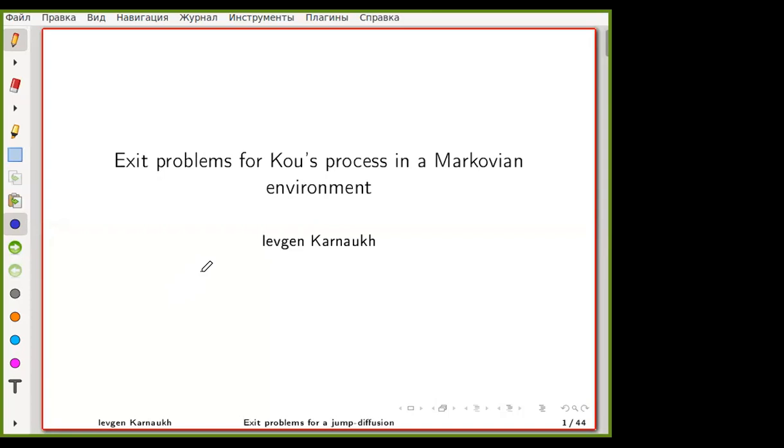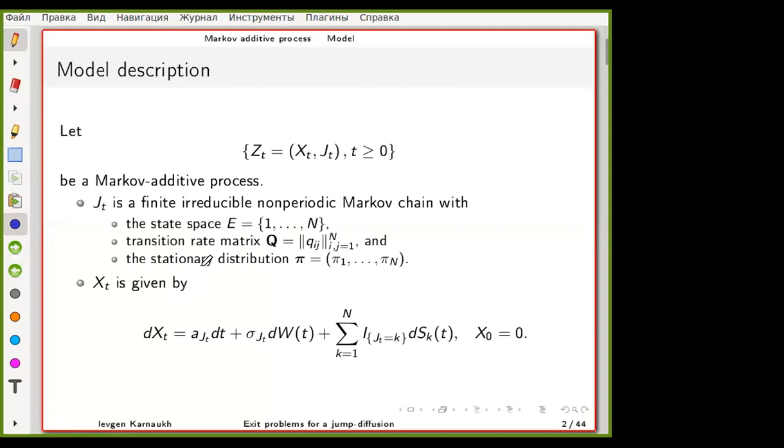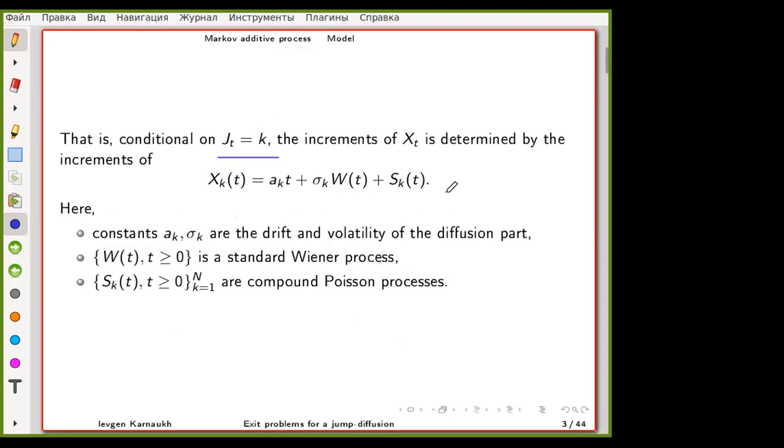We will consider a bivariate process Z with the second component J, which is a finite ergodic Markov chain. And the component X is a solution of such an equation. That is, for a given state of J, if we fix the value of J, the increments of X are the increments of a Brownian motion with drift and a compound Poisson process.